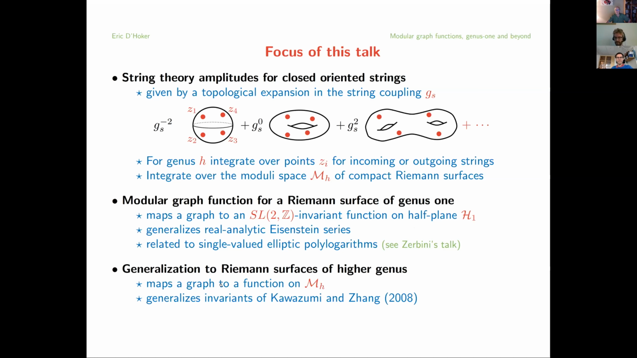So they are maps from a graph, again, I'll specify what they are, to a function on the moduli space for genus h. And as we'll see, the simplest example of that is actually an invariant that was well known in number theory, the Kawazumi-Zhang invariant.